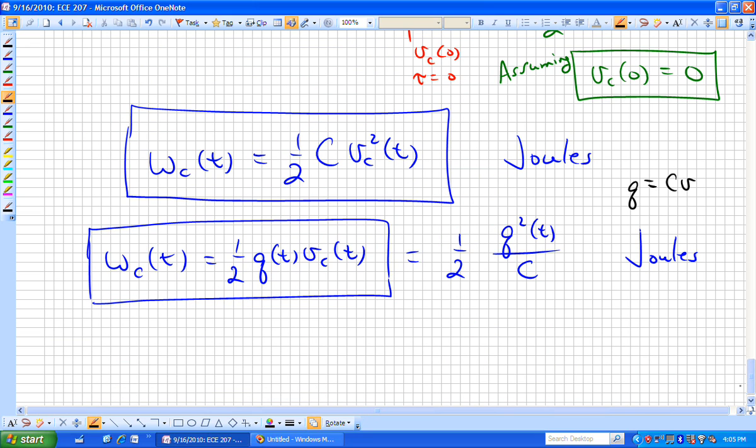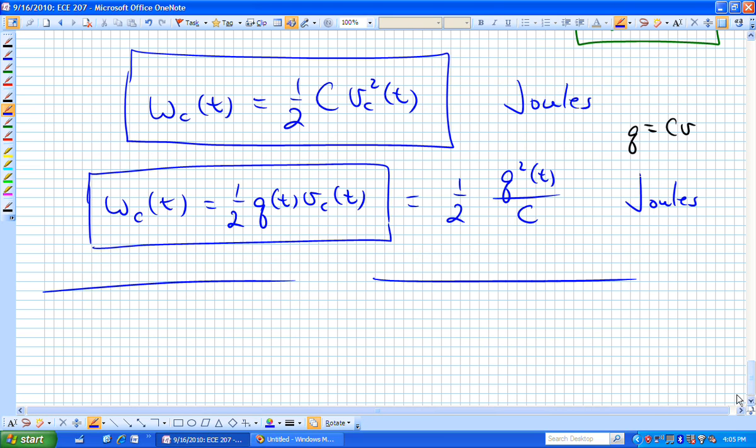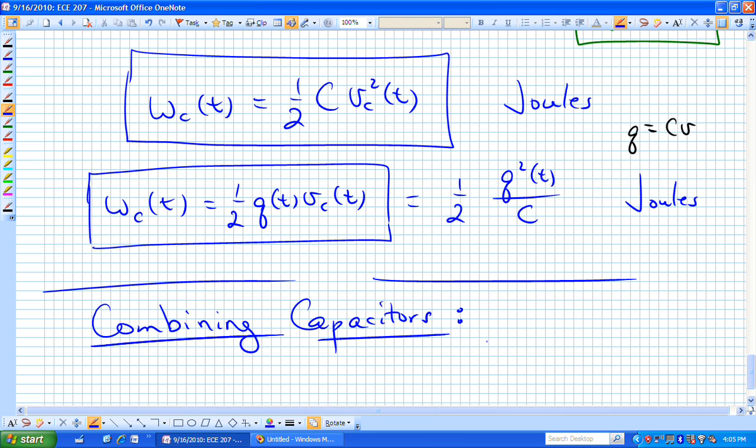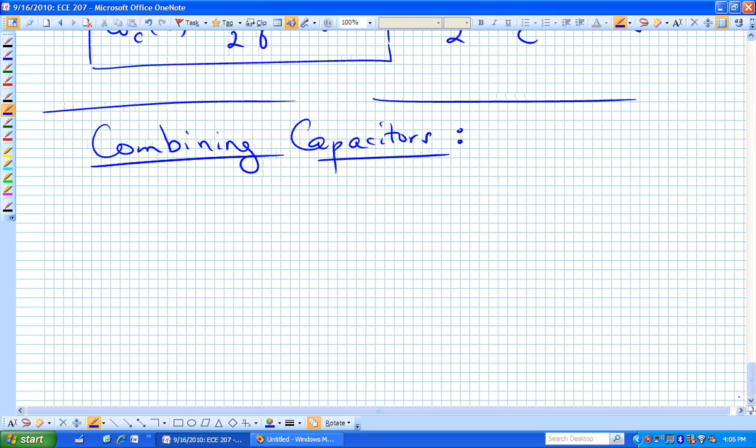Let's now talk about how we can combine capacitors. And show why they are sort of just the opposite of what we're used to thinking in terms of combining resistors, and why that's true. Let's just convince ourselves of that. Let's look first at the case where we might have some capacitors in parallel.